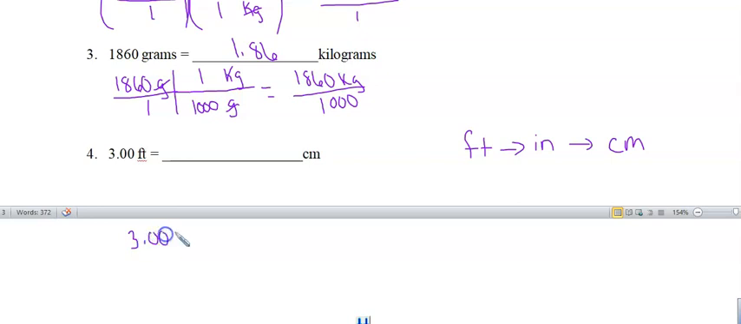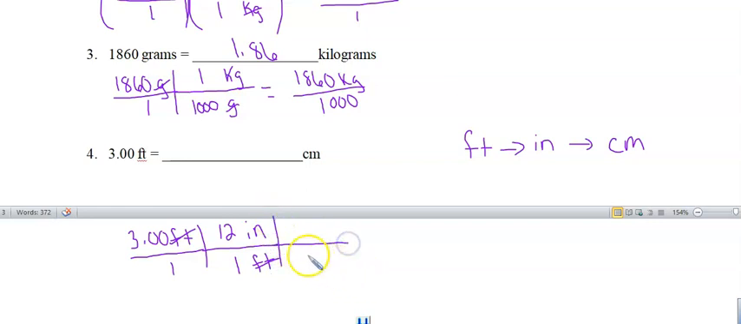So we have 3 feet. Now I could Google, but I'm not wanting to Google, so I'm going to go to inches. In 1 foot there are 12 inches. True statement, right? If I stop right there, I'm going to have inches, and at that point I could do a second conversion, or I could just keep this one rolling, which is what I'm going to do. I don't want inches, so I'm going to bring inches down. Inches is going to end up right there. And so from inches, I can now go to centimeters.